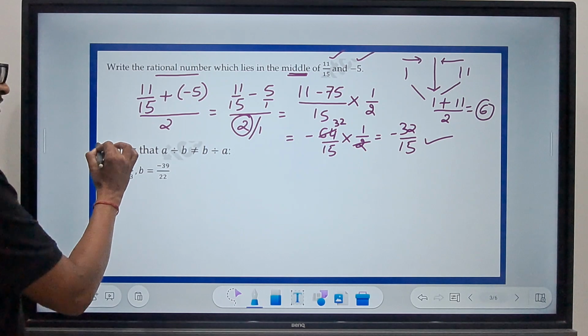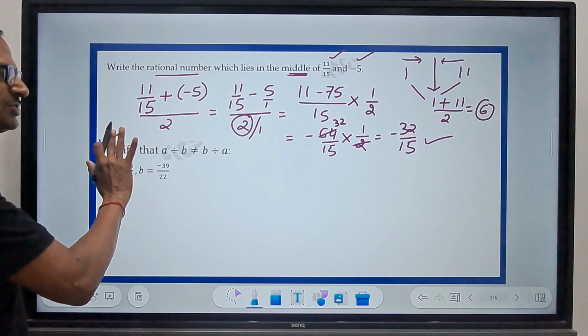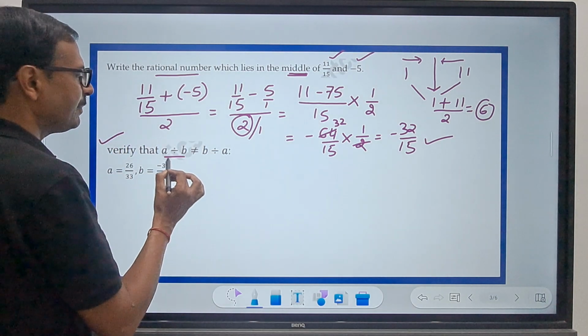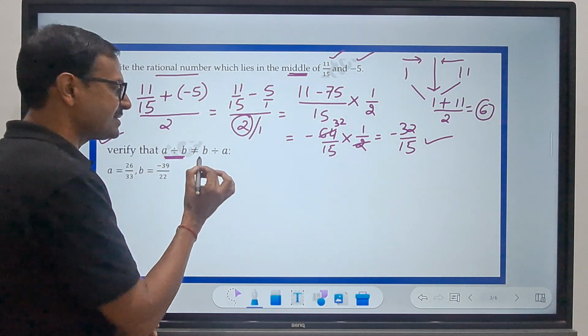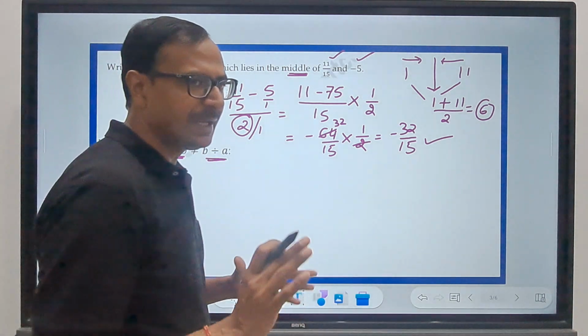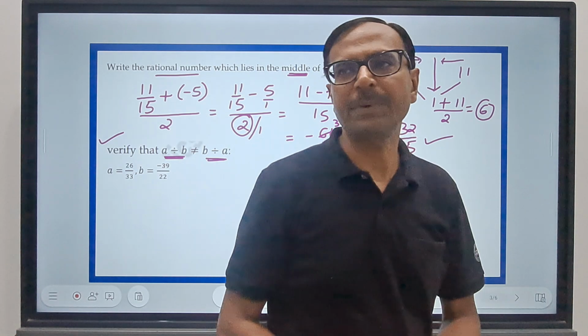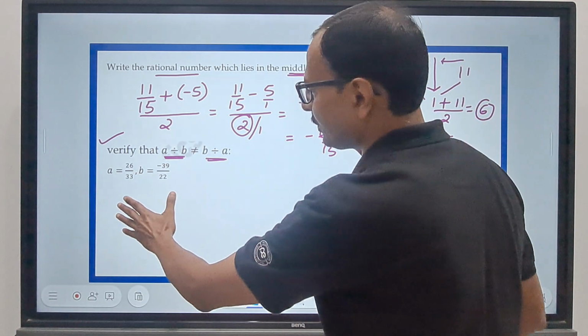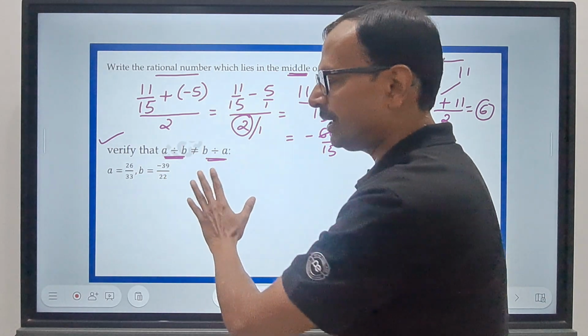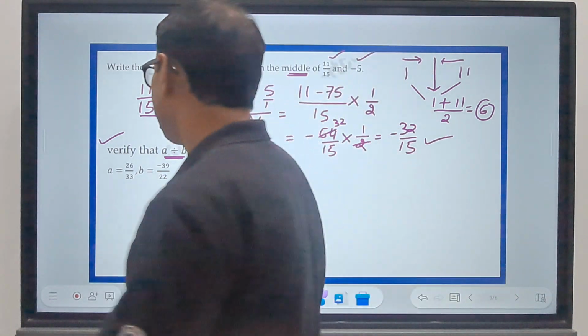Likewise, you have a question based on the property of division. A divided by B, in case of fractions and rational numbers, is not equal to B divided by A. So we are going to verify this property now using two rational numbers which are given here. You can see 26 upon 33 and minus 39 upon 22. So what do you do with this?